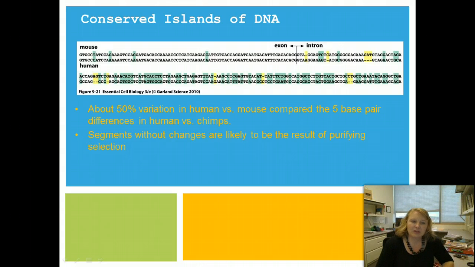And these segments without changes are likely to be the result of purifying selection. What that means is that if changes occur in this area, it's going to cause a lethal change, or something that can't be survived. They have to be there. So the purifying selection is where the genes cannot be changed no matter what. Remember that purifying selection means that if it's changed, chances are that offspring, that person, or that organism is not going to survive, because it is that important to life.